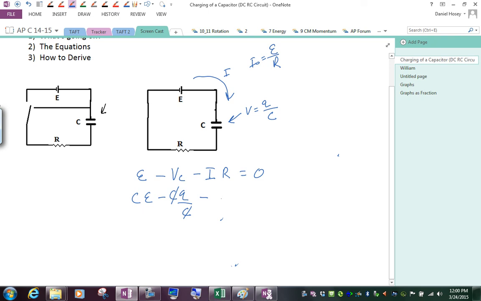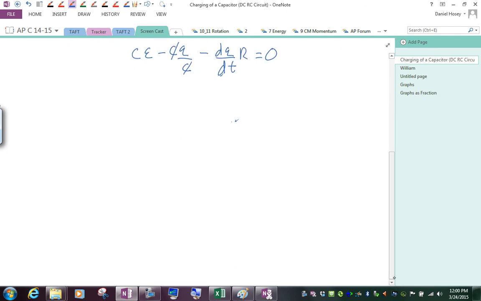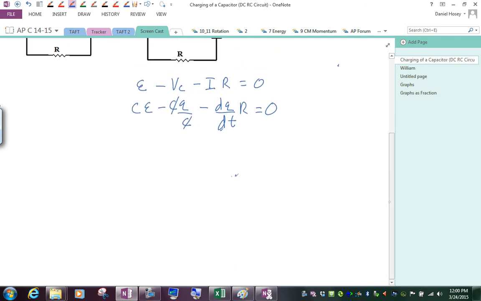Minus. Now, current is a rate of change, dq/dt times R, and that has to equal 0. Then I'm going to move some things around. I'm going to leave this on the left side, minus dq/dt times R, and that's going to be equal to, now when I bring the other stuff over, that becomes positive, q minus CE. Now what we're going to do is separation of variables. So we want to get the t stuff on one side and the q stuff on the other.